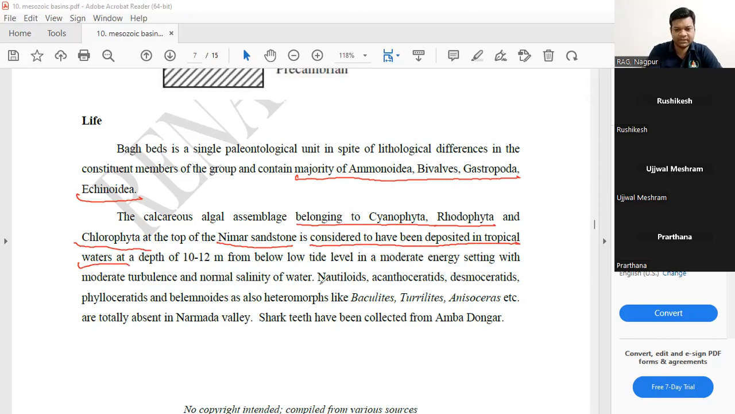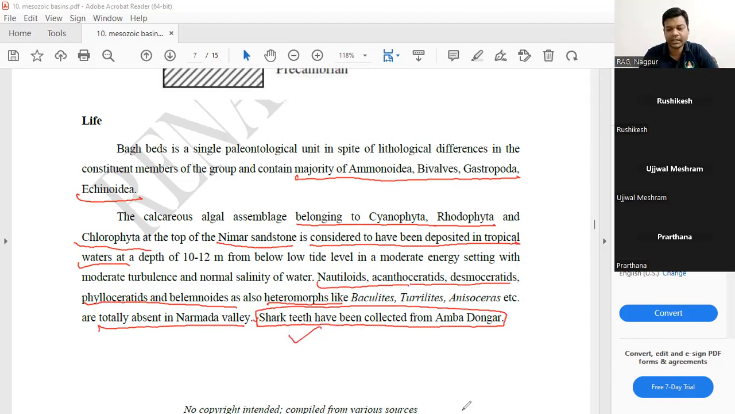Then nautiloids, acanthoceratids, desmoceratids, phylloceratids, and belemnoids are totally absent in the Narmada Valley. And shark teeth have been collected from the Amba Dongar area.